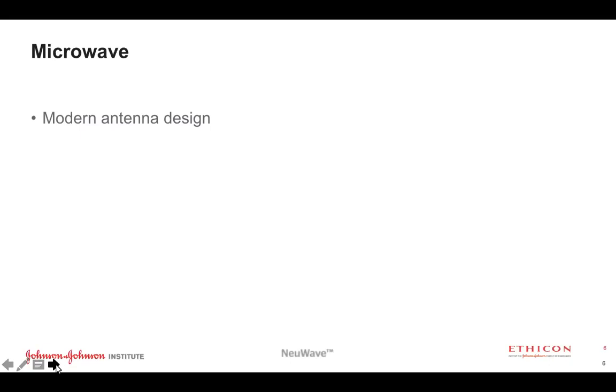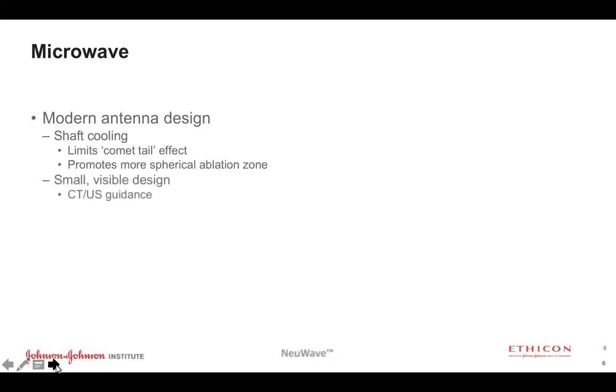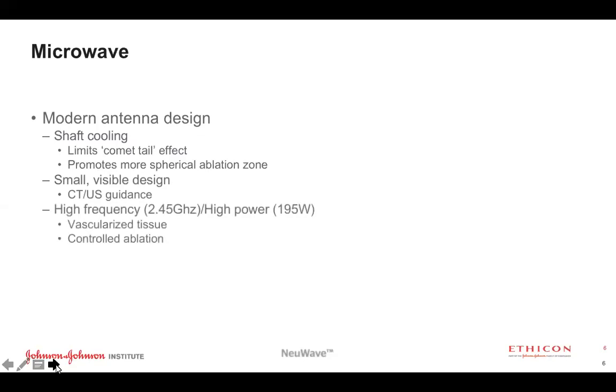So why hasn't microwave been around for the same history, say, as radiofrequency? Well, it actually has, but it's been limited by some of the technology, and the modern antenna design is really what's advanced the capabilities of microwave in the clinical setting. So, for example, there's shaft cooling, which limits this comet tail effect, which has traditionally been an issue with microwave, where the energy propagates backward along the length of the antenna. And this enables more of a spherical ablation zone. The modern antennas are also very small and very visible by both CT and ultrasound. And the higher frequency antennas in particular are able to generate high power, which is good for vascularized tissue, and it also gives a slightly more controlled ablation.